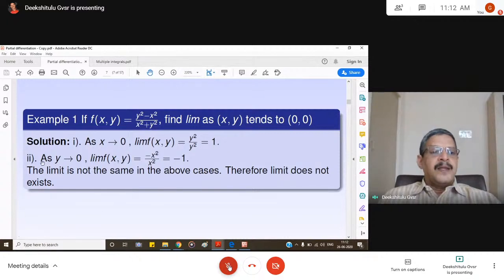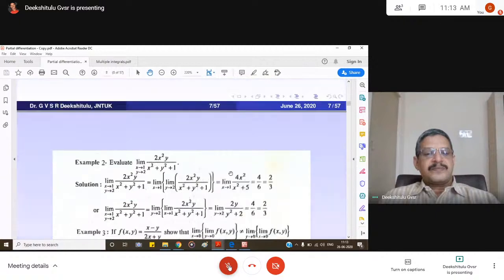Then the second case: first let y go to 0 in this function. When y goes to 0, this is 0, this is 0. What is remaining? Minus x square by x square. What is the limit? Minus 1. So what is the limit in the first case? 1. What is the limit in the second case? Minus 1. They are not equal. So the limit does not exist.